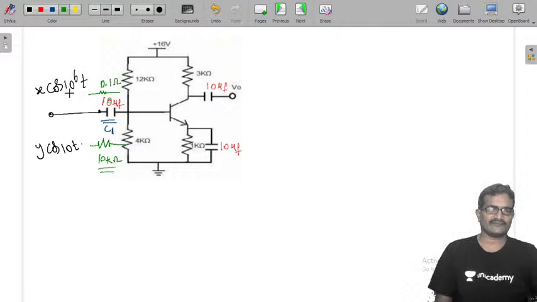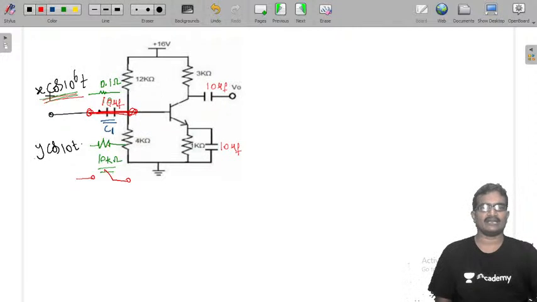So for this frequency component, this capacitor is acting as a short circuit. 0.1 ohms is nothing, it is more or less a conductor, short circuit. And compared to this, for this frequency component, this capacitor is acting as an open circuit. It means, first of all, this frequency component is not entering into the amplifier, so it is attenuated by the input capacitor. Only this component is entering into the amplifier.